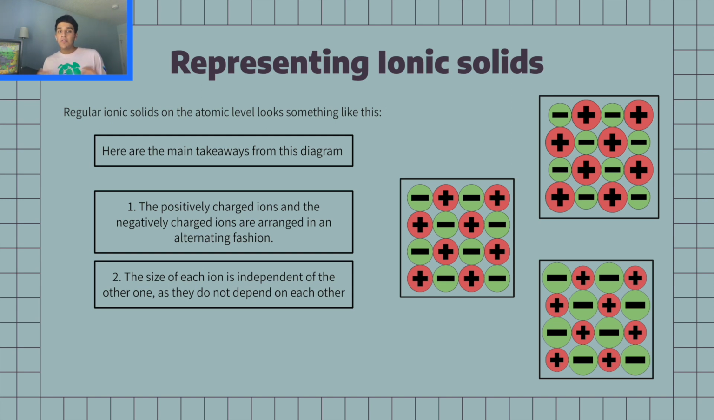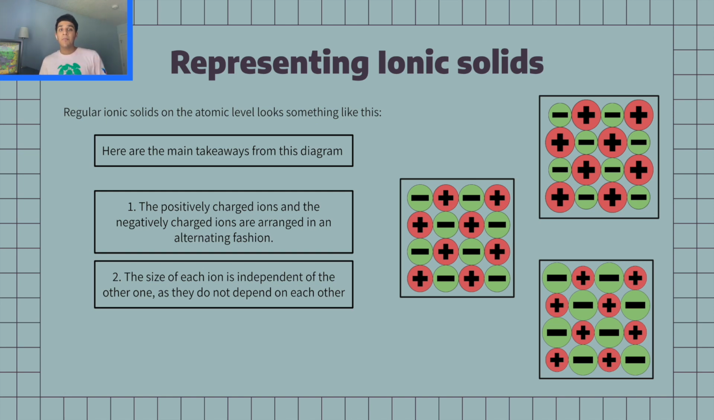Moving on, another thing to talk about is how each ion size is independent of the other one. So what I'm basically trying to say is that just because the positive ion is big or small doesn't mean that the negative ion is also going to be big or small. It all comes down to atomic radius. So make sure that whenever you're making an ionic solid, you look at the ionic radius of each of the elements that are a part of the molecule.